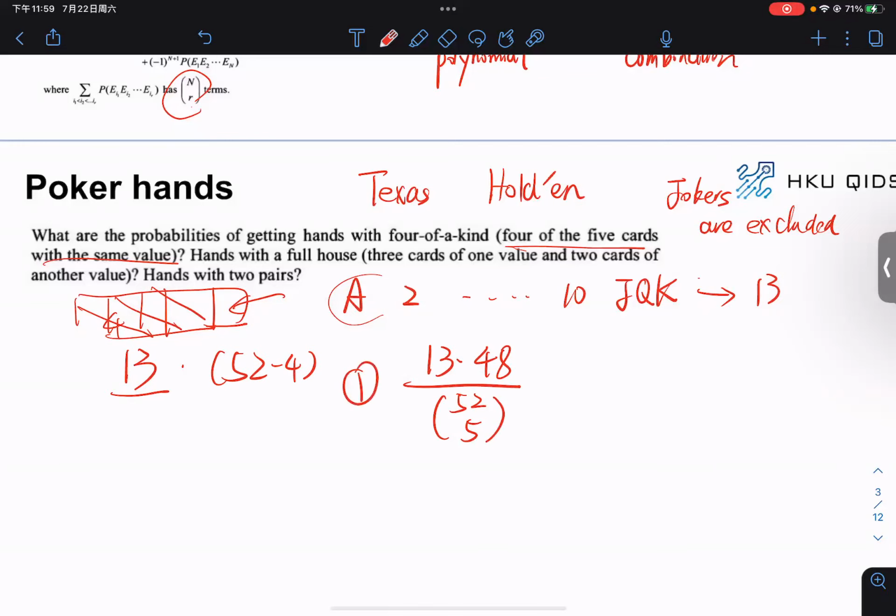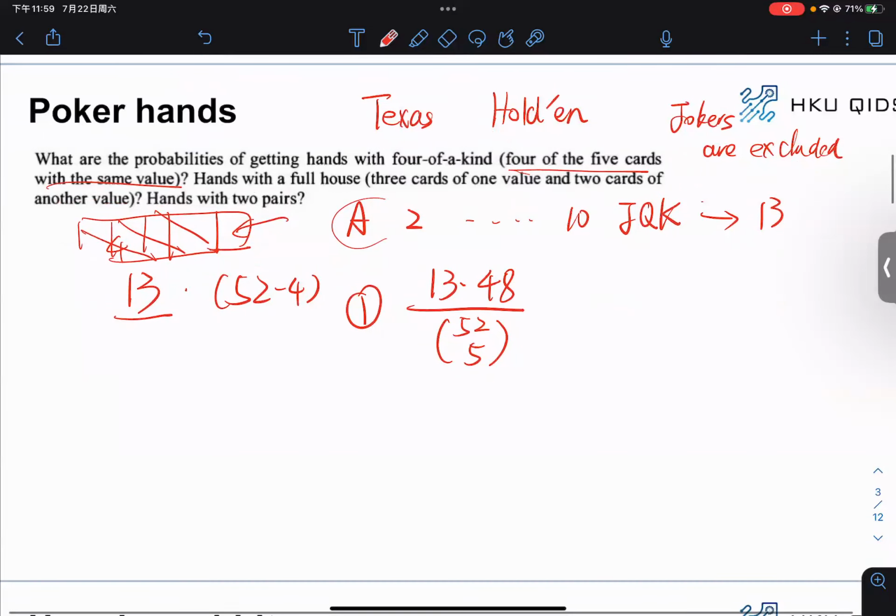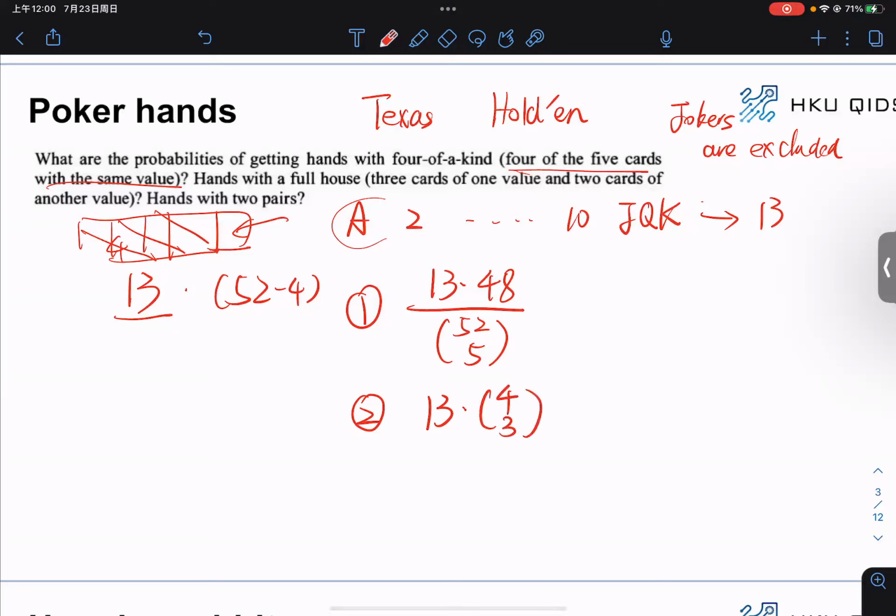So this is going to be the answer of our first question. And for the second sub question, it's about hands with a full house. So for full house, we need to pick 3 cards of one value. Again, we have 13 choices. And within each choice, because there are 4 cards of the same number, we only need 3 from them. So that is a 4-3 combination.